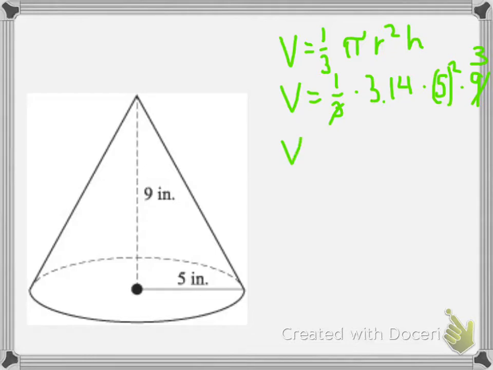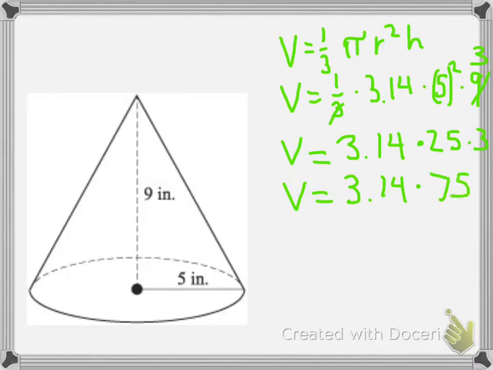So volume equals 3.14 times 25 times 3. So 25 times 3 is equal to 75. So volume is equal to 3.14 times 75. When we solve it out, we get volume equals 235.5. And the unit is inches cubed.